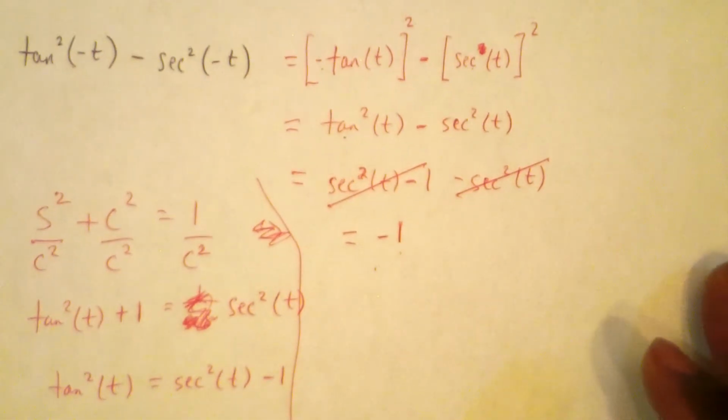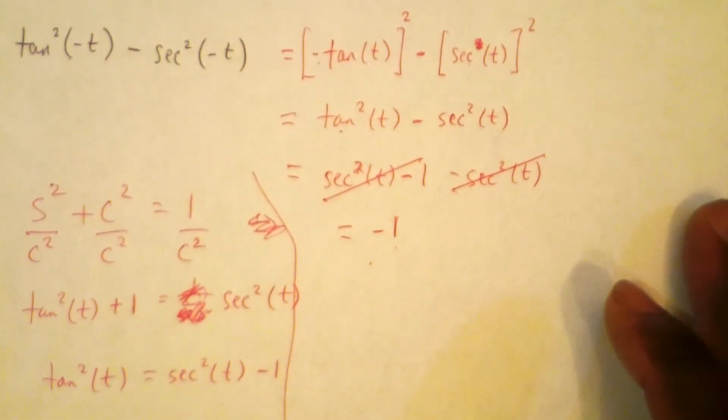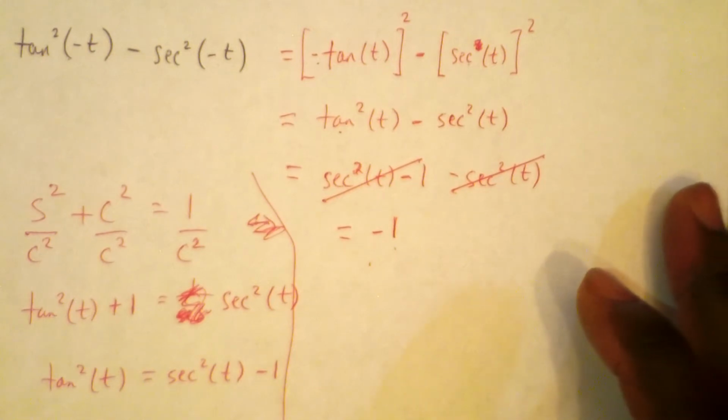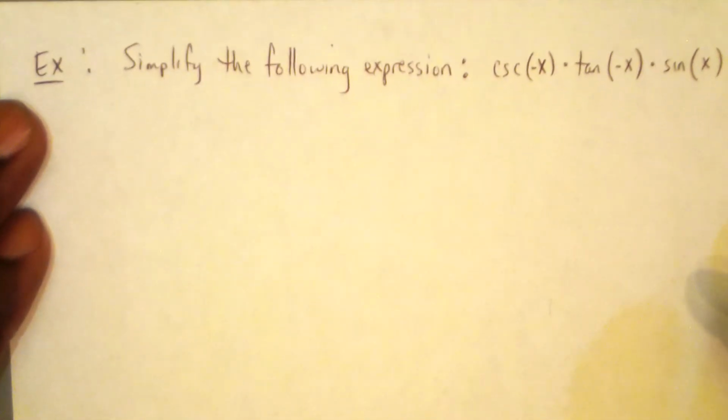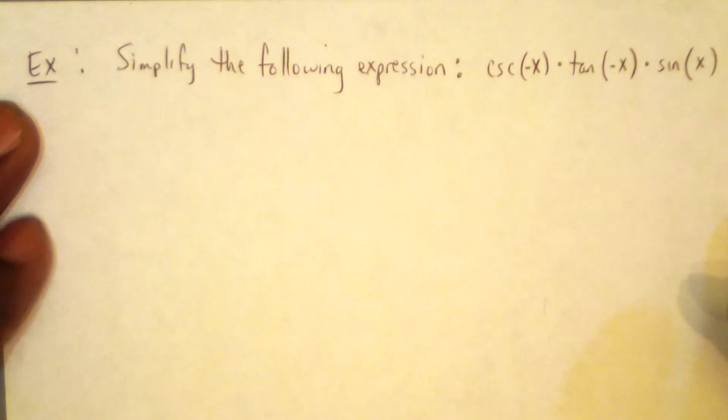So we've done our first example. Now let's shift to our second example. The second example asks us to simplify the following expression. What we're going to do is write everything in terms of sine and cosine and see how we can deal with this to get it as simple as possible.